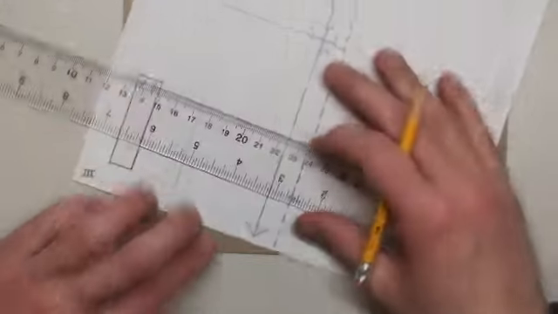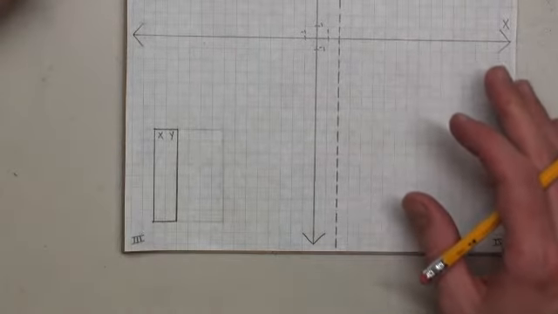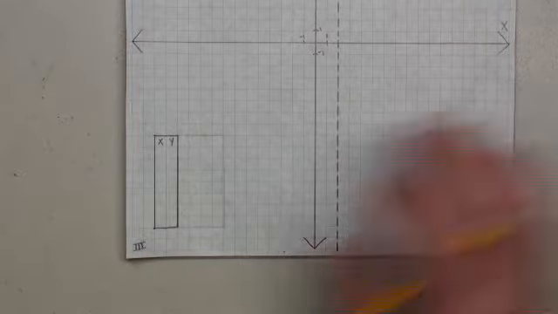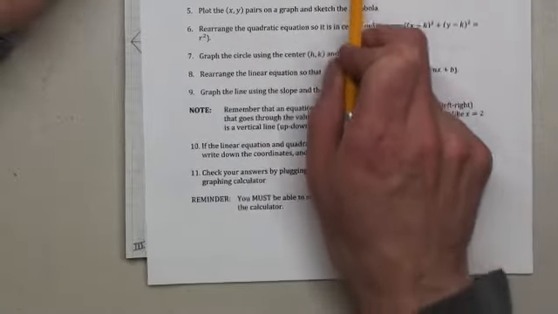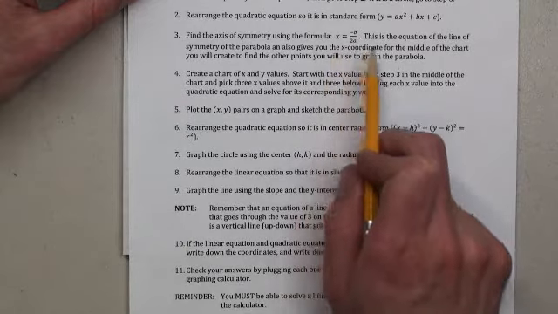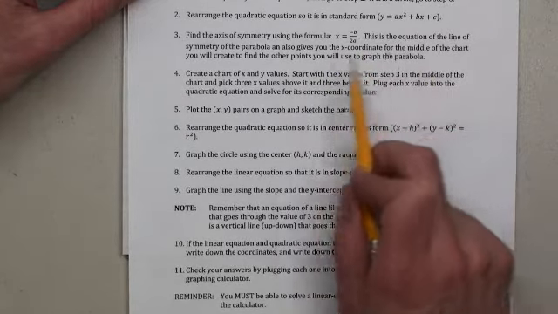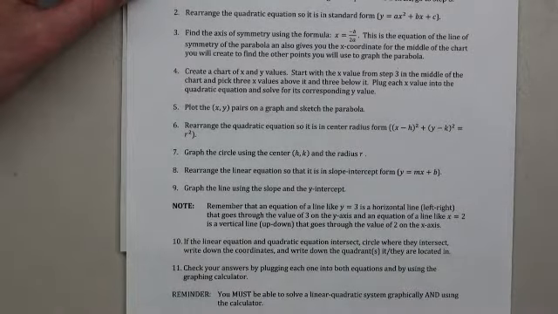Let's underline. We can leave it like that actually. Okay, now look what it says. Start with the x value from step 3. That's what we got for the axis of symmetry. So we want to start that as the middle of our chart. And then we're going to pick 3 points above it and 3 points below it. Okay?